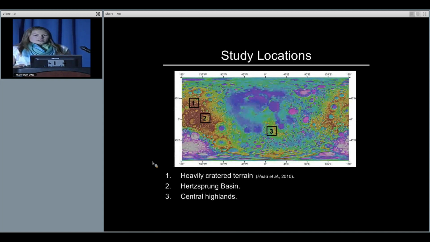Here's a map showing the 3 study locations that we concentrated on. The very first area is over here on the far side, and it's some of the most heavily cratered terrain on the Moon, as found by Head et al. in 2010, where they looked at craters that were greater than 20 kilometers in diameter. The next area we looked at was an older basin, the Hertzsprung Basin. And lastly, this area on the near side, the Central Highlands, located just to the west of Nectaris Basin.